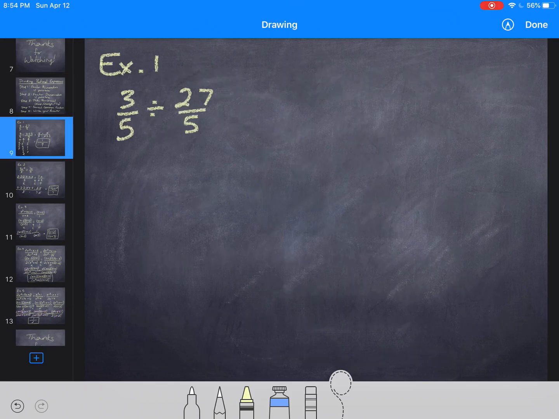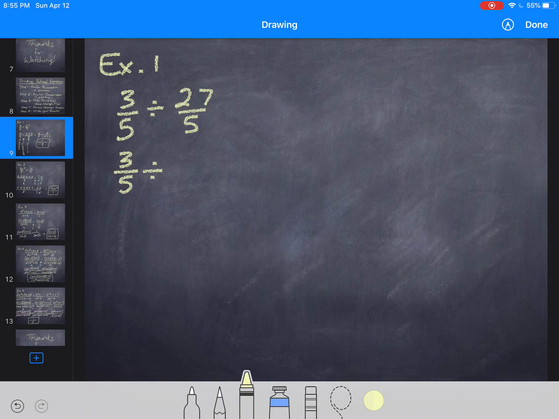On example 1, we have 3/5 divided by 27/5. I'm going to work out this problem using the same steps I would if I were dividing rational expressions. I'm going to factor my numerators if possible, and factor my denominators if possible. My 3/5 is already prime, so it's going to stay the same. I still have 3/5. I keep my division sign.